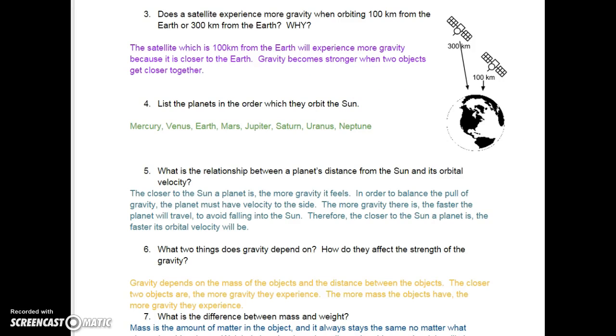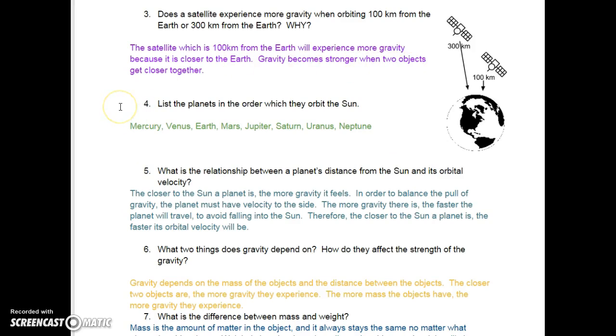In question number 3, we're looking at two identical satellites orbiting at different distances from the planet. We would say that the closer satellite, the 100-kilometer satellite, is going to have a faster orbital velocity. It is going to experience more gravity because it's closer to the Earth. Remember that gravity becomes stronger when two objects are closer together.